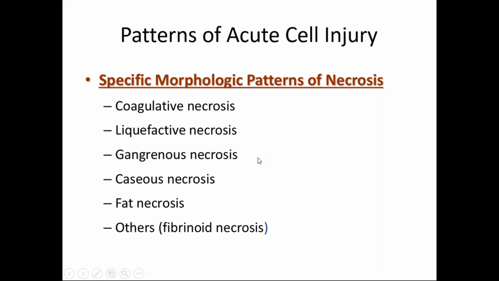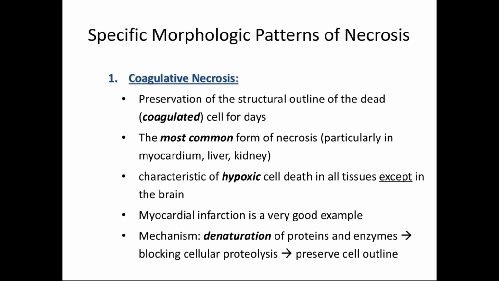Then coming to the patterns of acute injury, there are specific morphologic patterns of necrosis. There are different types like coagulative necrosis, liquefactive necrosis, gangrenous, caseous, fat necrosis, and others like fibrinoid necrosis. Coming to individual necrosis, one is coagulative necrosis. There is preservation of the structural outline of the dead or coagulated cells for days together. In initial days, there is preservation of the structural outline.